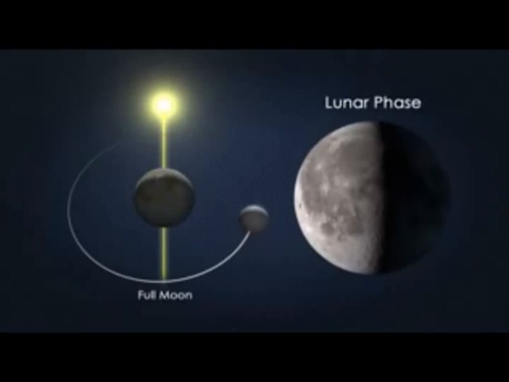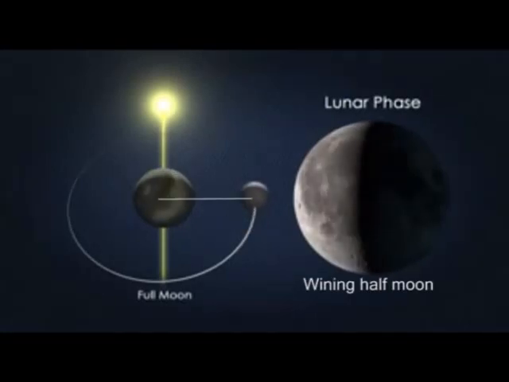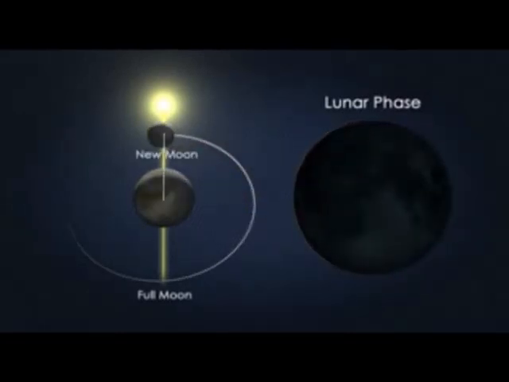7 days later and the angle between the two lines is about 270 degrees and we shall see half moon. But this is a waning half moon, looking smaller night by night. 7 days later, and the moon goes back to its original position where it started, with the two lines close together once more.